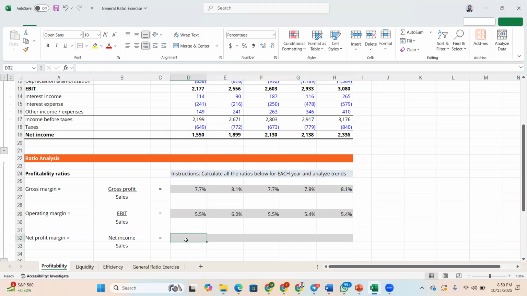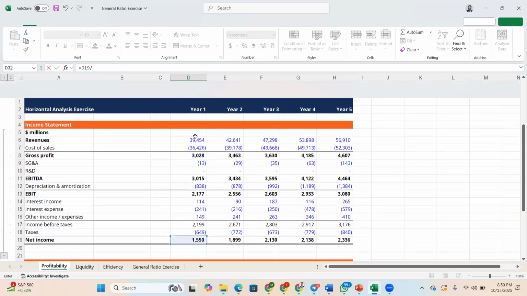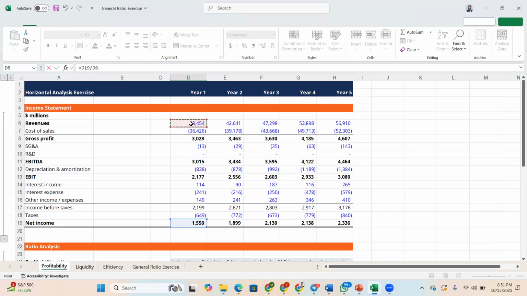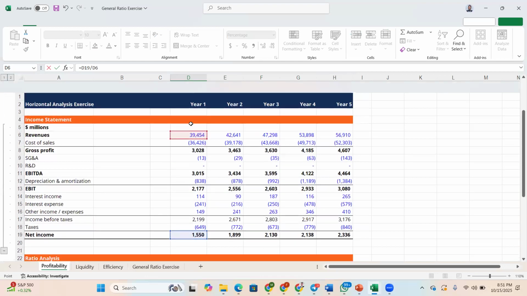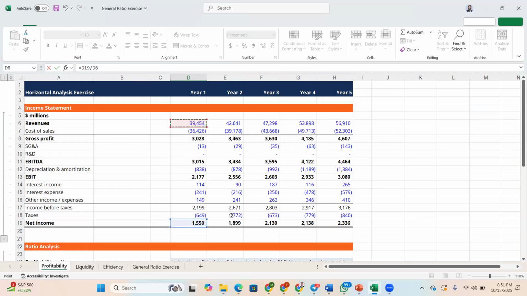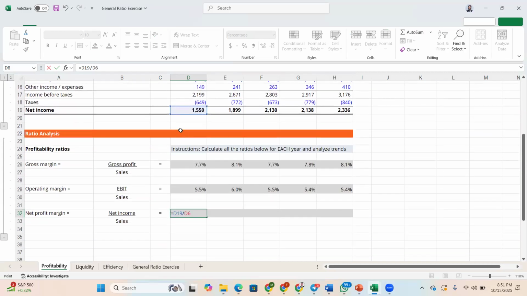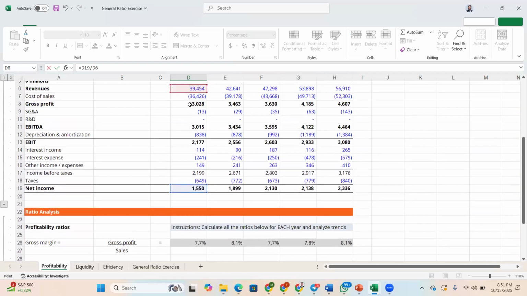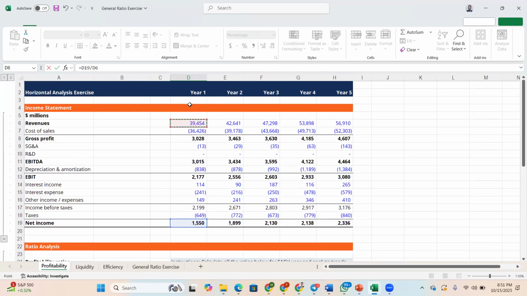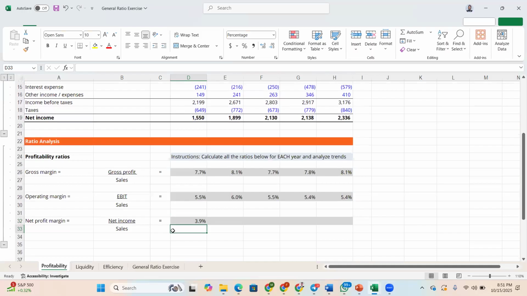Now for the net profit margin, it is net income over sales. Your net profit can also be called net income. So you say equals net income, divided by net sales, which is your revenue. Now, don't make the mistake of choosing year two for year one. Make sure you only choose year one so you don't make errors. So press enter. It tells us that the net profit margin is 3.9.